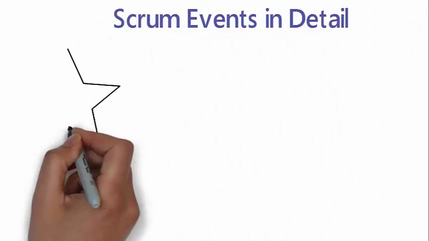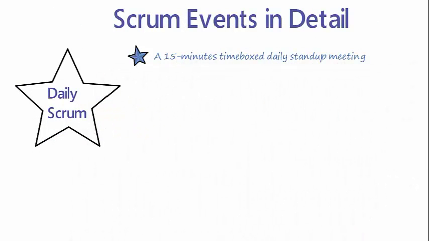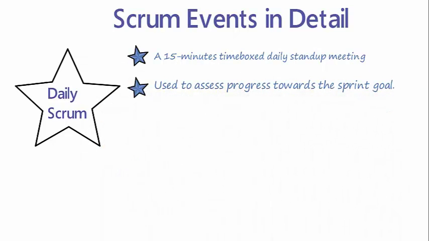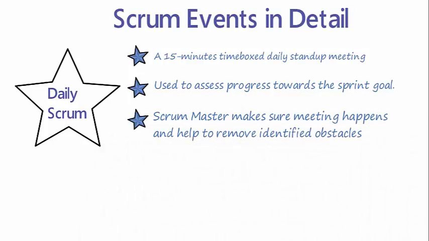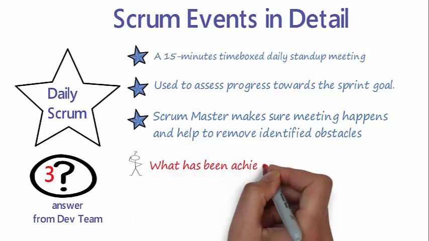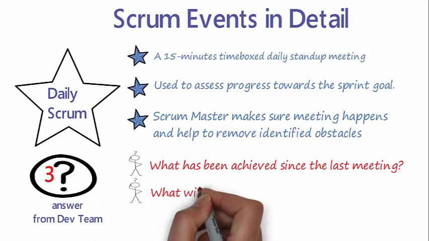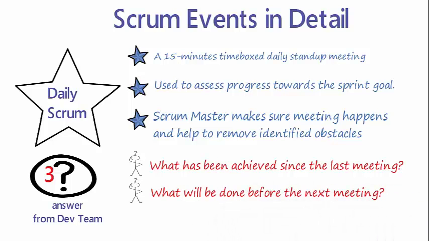Another important event in Scrum is the daily Scrum meeting. It is a 15-minute time-boxed meeting. It is used to assess the progress towards the sprint goal. Scrum Master makes sure that these meetings happen. It is held at the same place and time, and each development team member will give answers to the following 3 questions. 1. What has been achieved since the last meeting? 2. What will be done before the next meeting? 3. What obstacles are in the way?